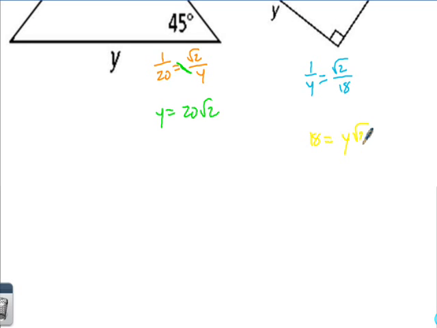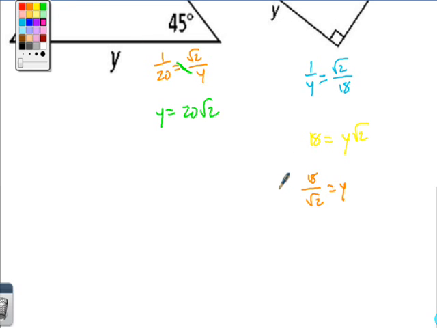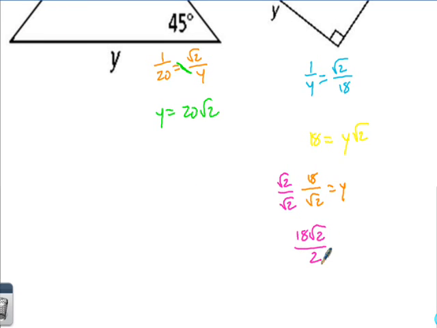And this is y times the square root of 2. I'm going to divide both sides by square root of 2, and I get 18 over square root of 2 equals y. And then I'm going to rationalize this denominator by multiplying the top and bottom by the bottom. Okay? And what I get is 18 times the square root of 2 over 2 equals y. And then in the last step, I just have to divide, and I'm done. Y equals 9 times the square root of 2.